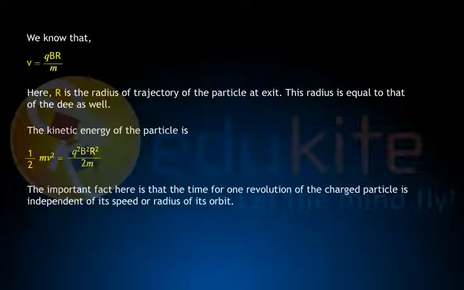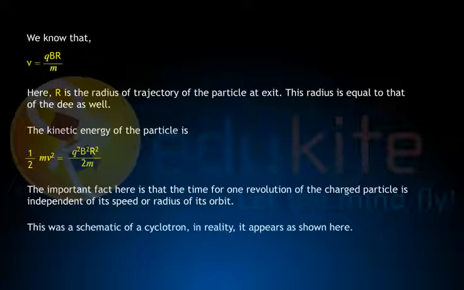The important fact here is that the time for one revolution of the charged particle is independent of its speed or its radius of orbit. This was a schematic of a cyclotron. In reality, it appears as shown here.